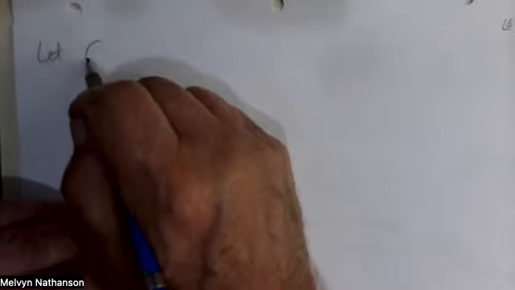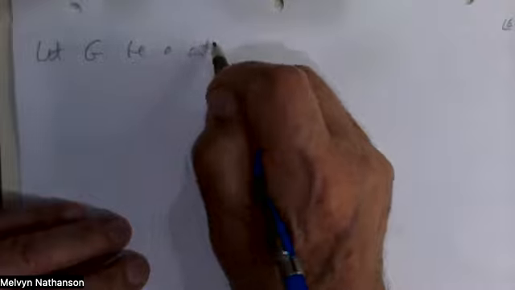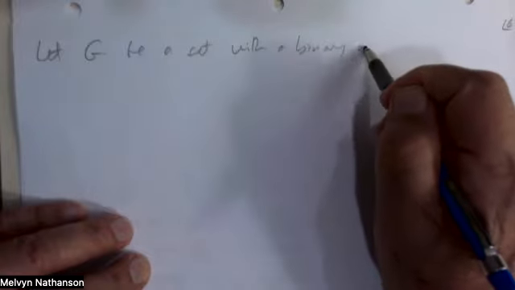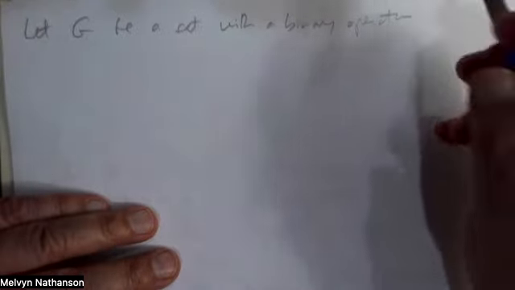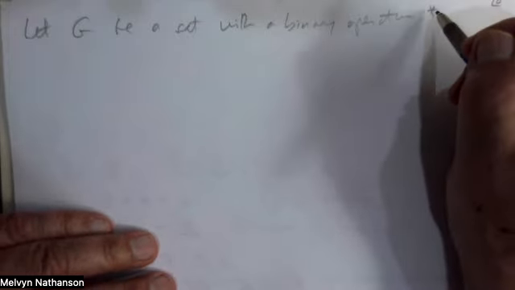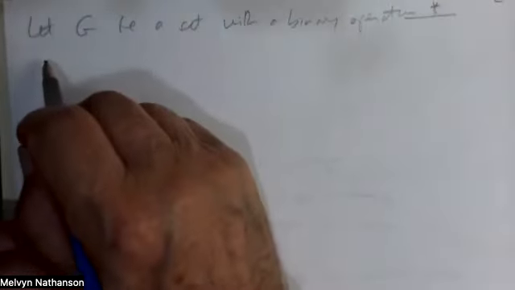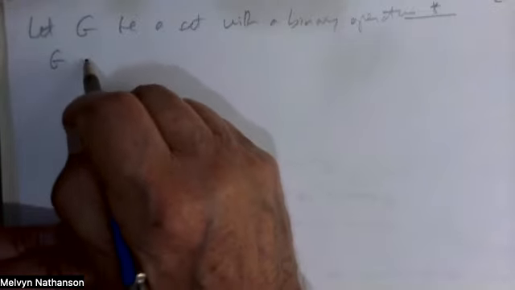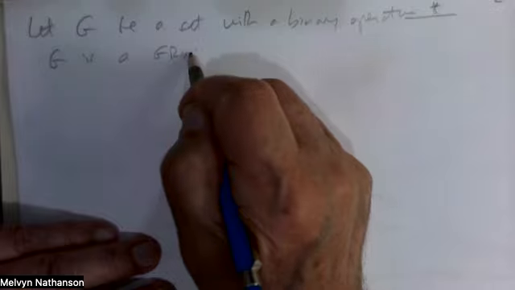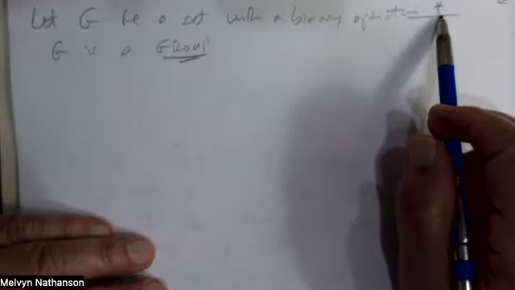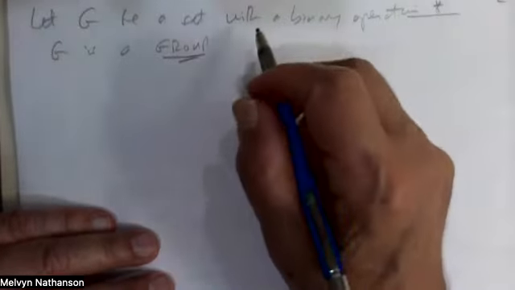Let me call my set G. Let G be a set with a binary operation. And usually it's either addition or multiplication. And just so I can deal with both of them at the same time, I'm going to call it this asterisk. So x times y, x plus y, this is the binary operation. So what is a group? A group is a set with some binary operation where the binary operation satisfies 3 properties.